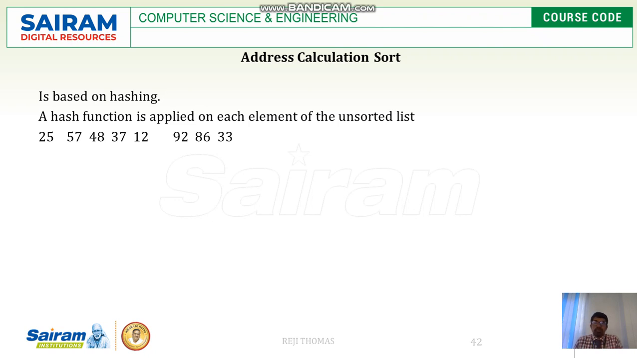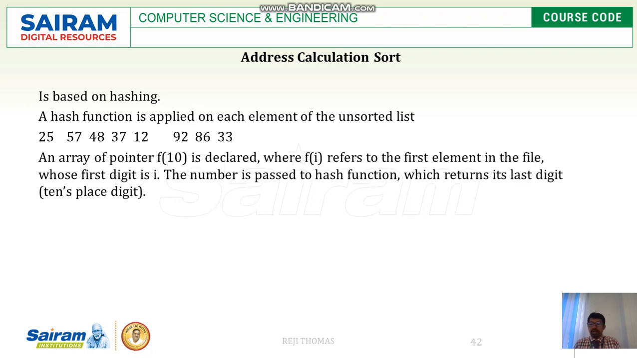What we do is apply a hashing function to every unsorted element in the list. Think that you have got 10 elements. We are going to use a special hash function on every element, and based on that, we are going to sort it. So let us see how it works.